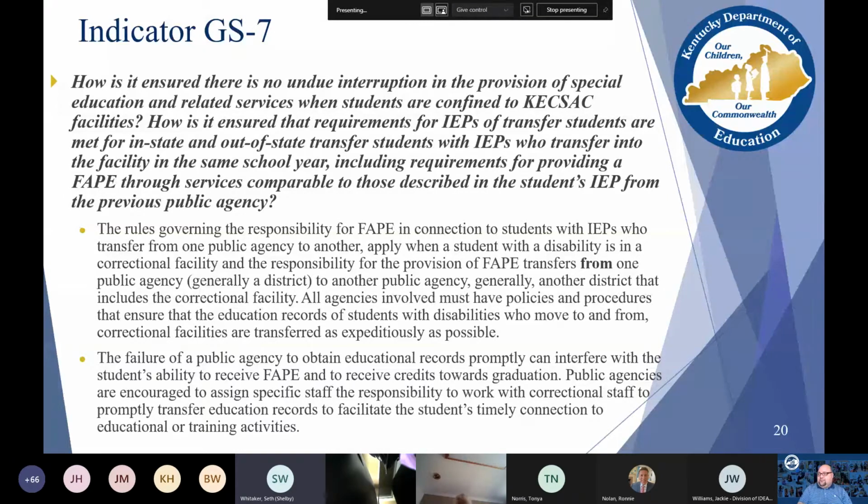and through services comparable to those described in the student's IEP from the previous public agency. In other words, if a student transfers into your facility, there is a responsibility to make sure that you reach out to that prior facility, whether in-state or out-of-state, to make sure to determine if that child has an IEP or receives specially designed instruction. So again, the rules governing responsibility for FAPE apply when they transfer from one to another.